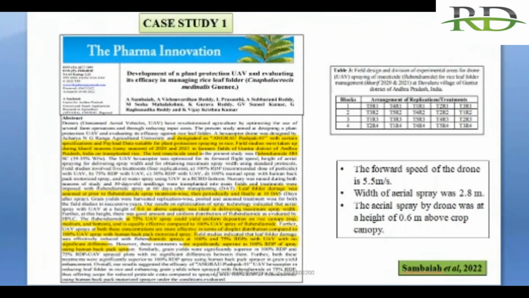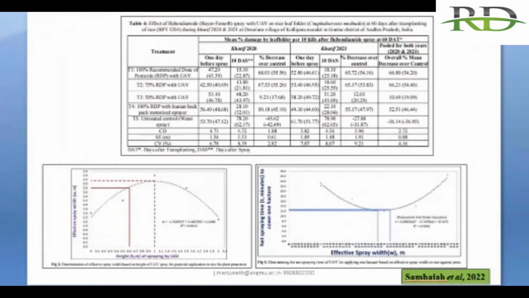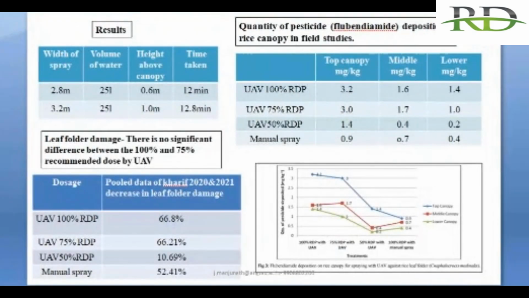Next. This is, as I told, 100% recommended dose of pesticide and 75% recommended dose of pesticide. We observed the pooled data: the leaf fold incidence on paddy was 66.8%. We reduced the pest incidence, the pest infestation.